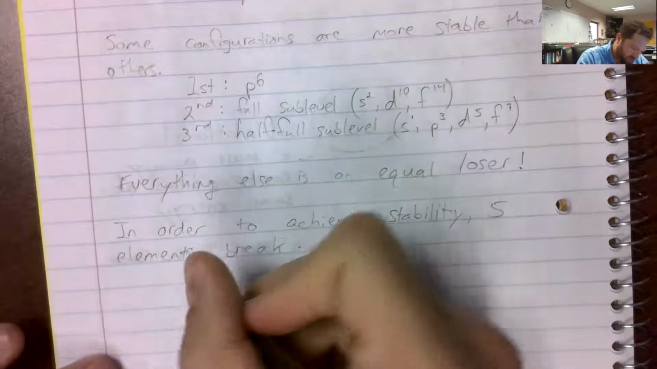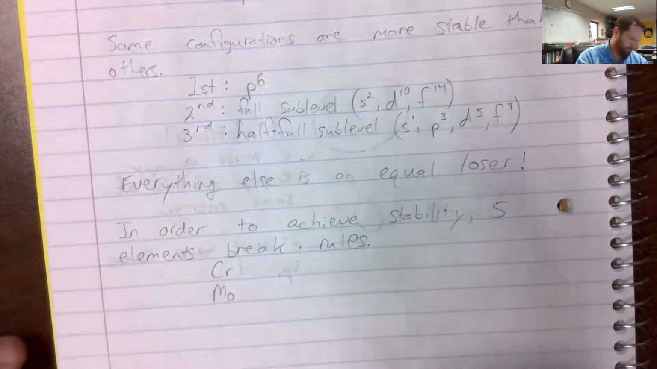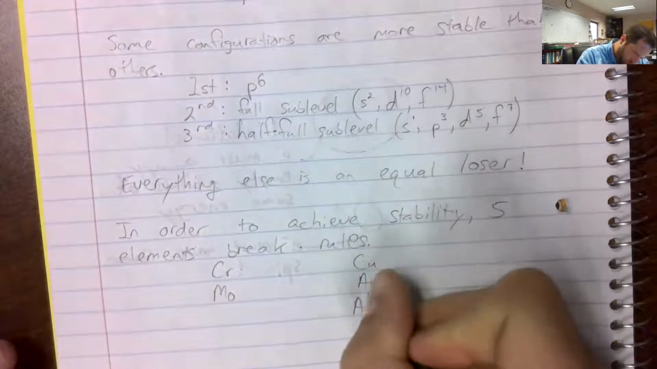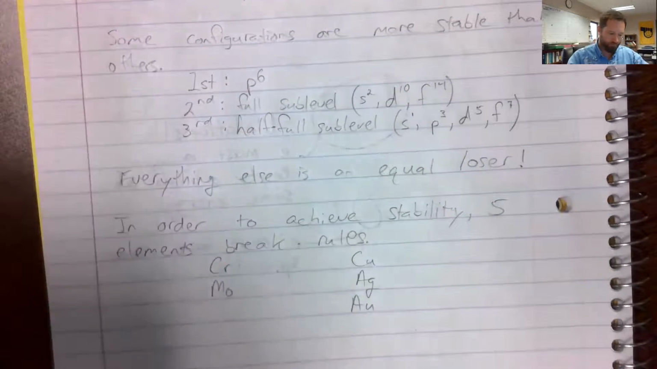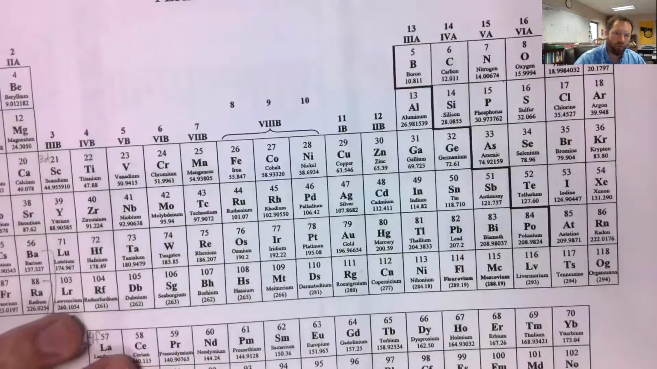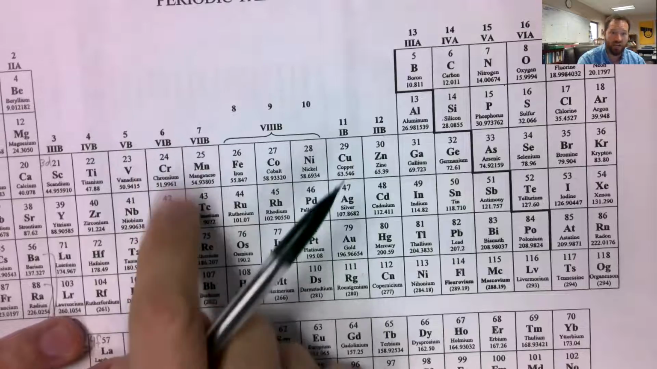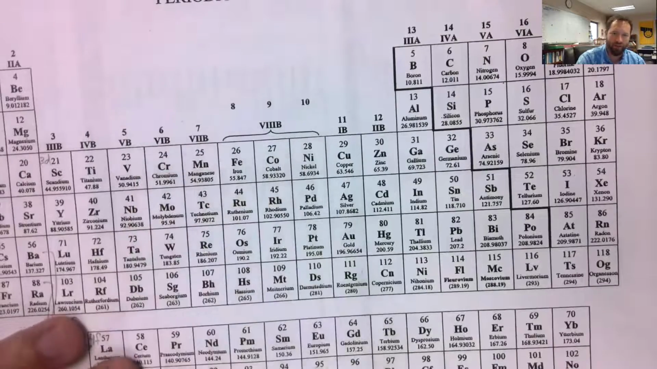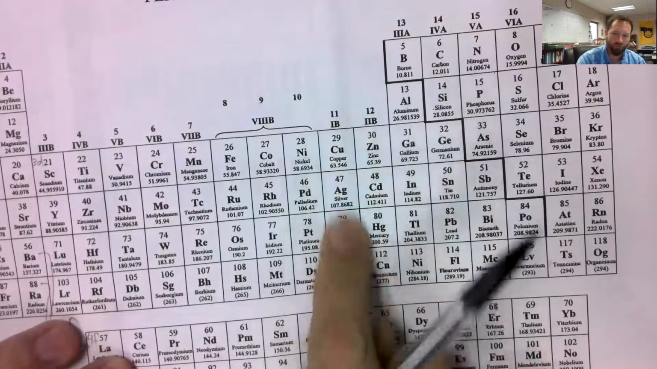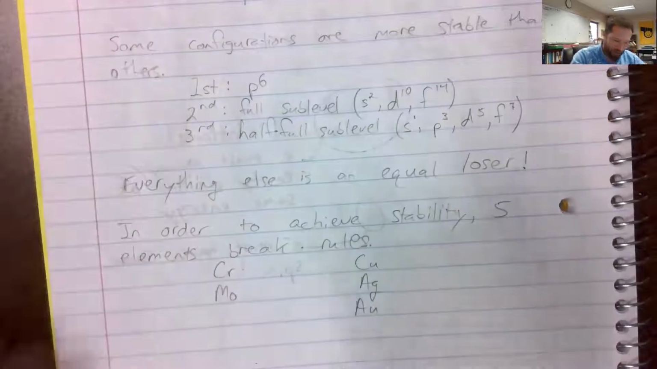So let me write them down for you so you know what they are. Cr, it's chromium, and Mo, it's molybdenum, as well as copper, silver, and gold. So those 5, again, if you want to memorize them, go for it. But here is the trick. Here's chromium, here's molybdenum. See how they're in the same family, in the same row there? How about copper, silver, and gold? All in the same row right there. So if you can remember that, we're halfway there.